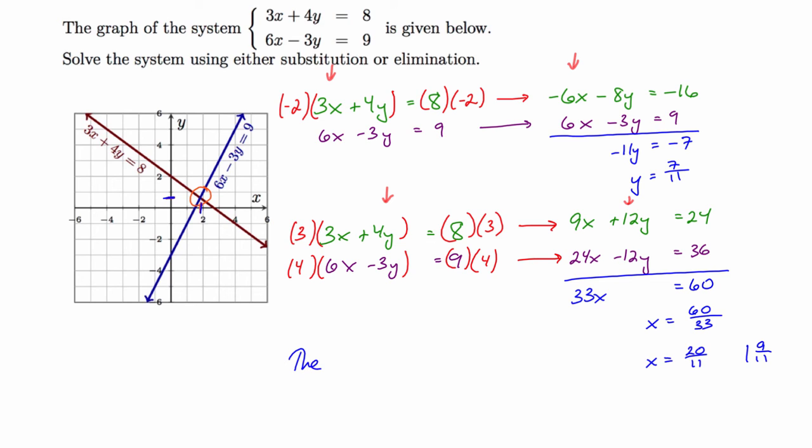So we'll simply finish off with the final statement. The solution is x coordinate of 20 over 11, comma y coordinate 7 over 11.